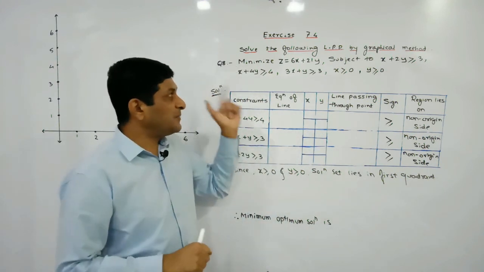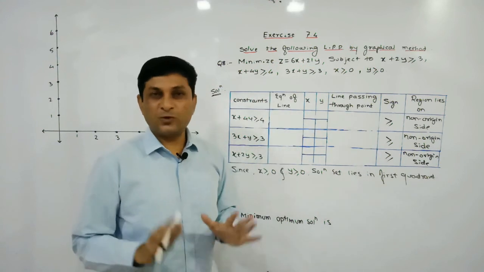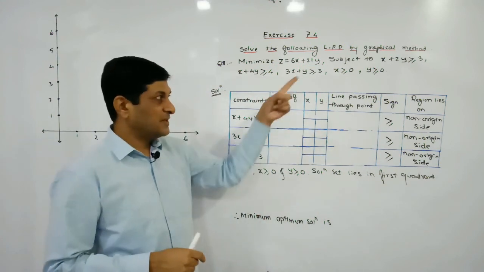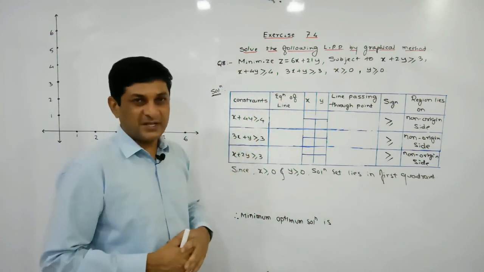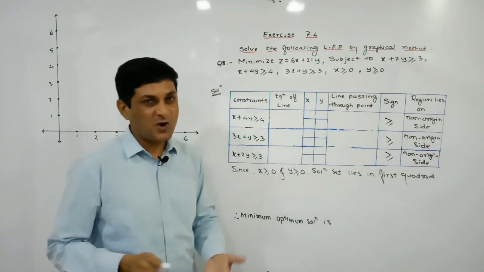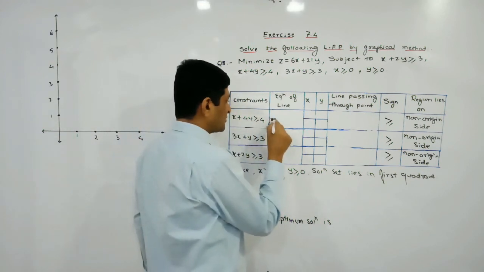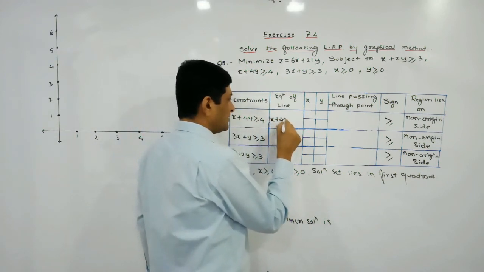In this example number 8, we have to minimize the objective function subject to given constraints. Total 5 constraints are given to us. So we have considered here the first 3 constraints, and the meaning of the last 2 constraints is that the solution set lies in what? First quadrant.